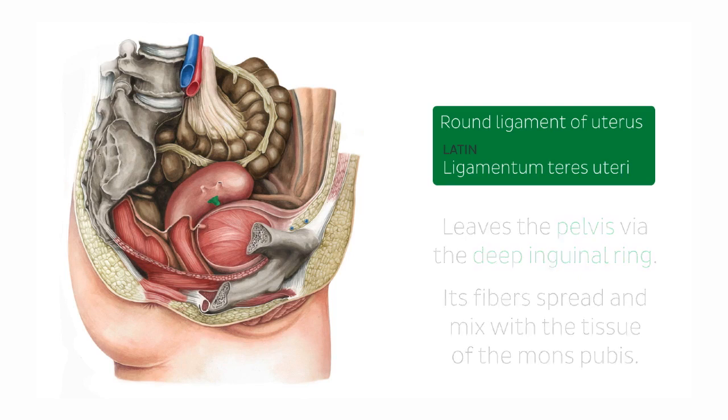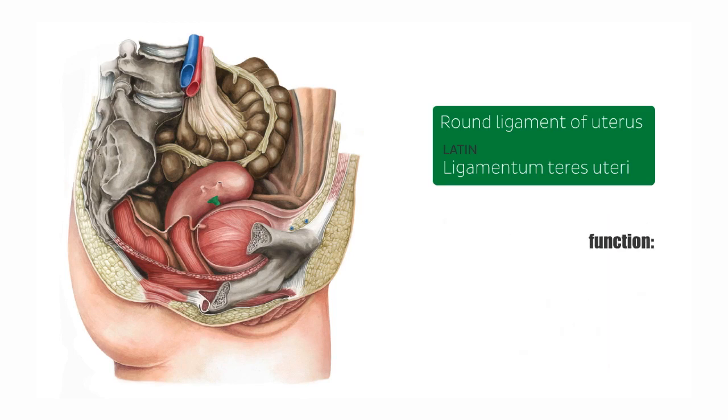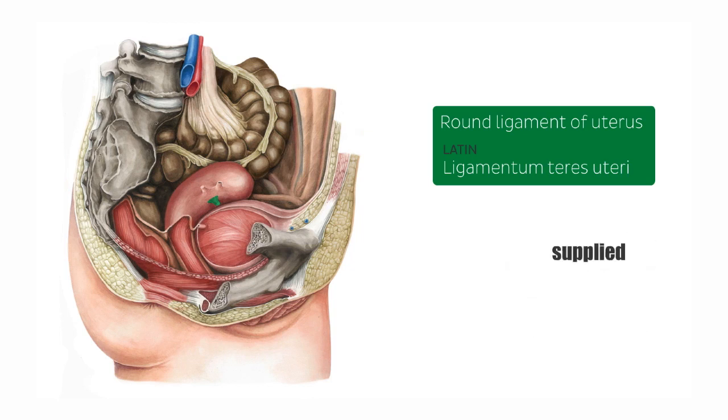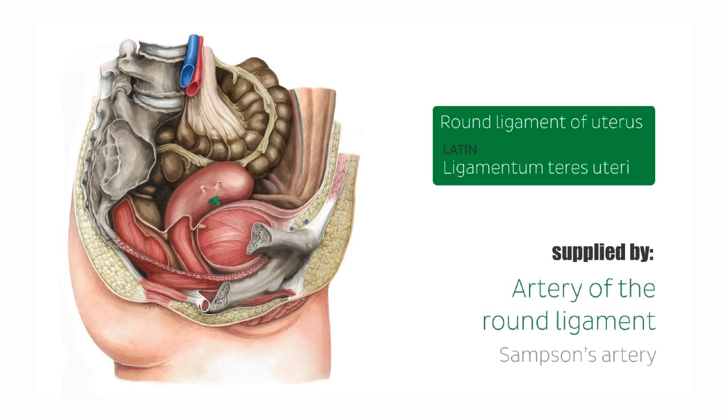The main function of the round ligament is maintaining the anteversion of the uterus, a position where the fundus of the uterus leans ventrally during pregnancy. Normally, the cardinal ligament is what supports the uterine angle, and when the uterus grows during pregnancy, the round ligaments can stretch, causing pain. The round ligament of the uterus is supplied by the artery of the round ligament, otherwise known as Sampson's artery.